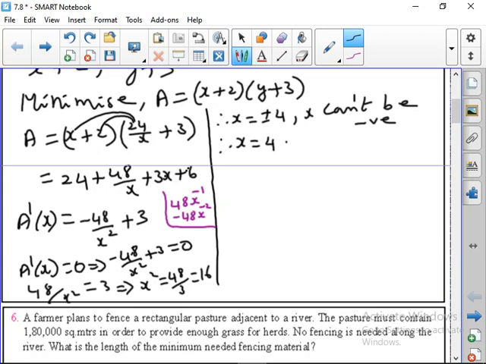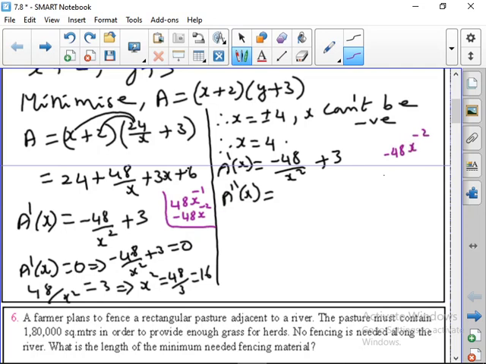Okay. So now what about A dash of x? A dash of x is minus 48 by x square plus 3. So what about A double dash of x? Differentiate in the same way and see. What is it? Minus 48 x power minus 2.